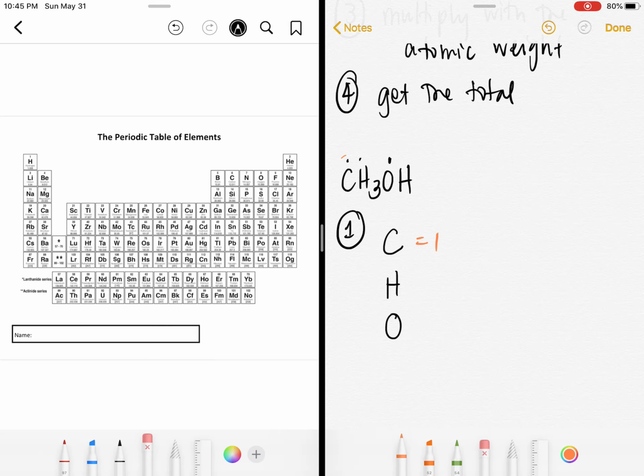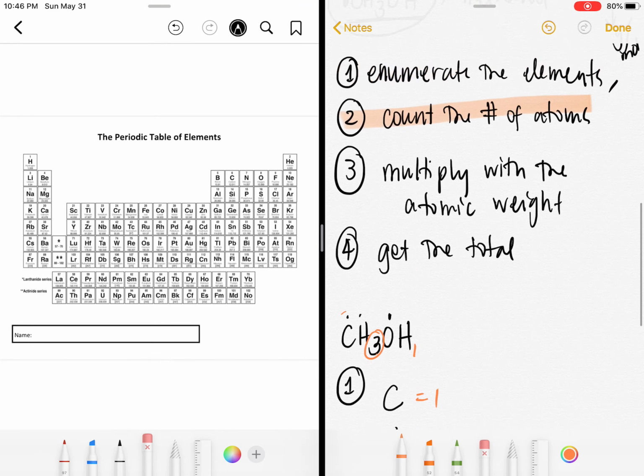Si hydrogen, ilan? May 3 dito, tapos may isa dito. Kapag 1 kasi yung subscript, hindi na natin sinusulat, no? So, 3 plus 1, ilan yung number of atoms ni hydrogen? 4. Si oxygen, ilan? 1.